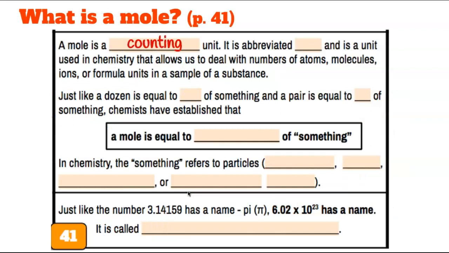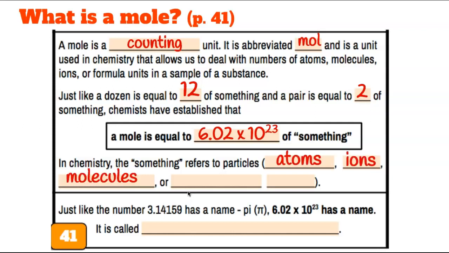A mole is a counting unit. It's abbreviated mol, and it's a unit used in chemistry that allows us to deal with numbers of atoms, molecules, ions, and formula units in a sample substance. Just like a dozen is equal to 12 of something and a pair is equal to 2 of something, chemists have established that 1 mole is equal to 6.02 times 10 to the 23rd of something. In chemistry, that something refers to atoms, ions, molecules, or formula units.